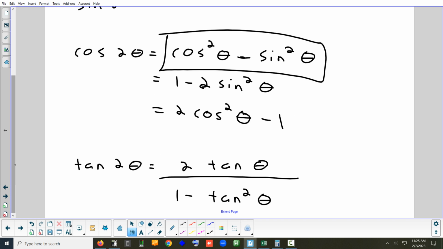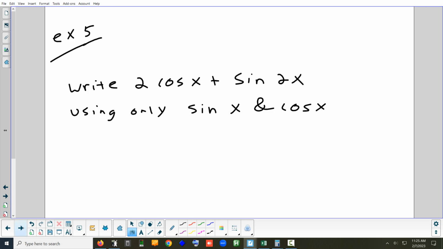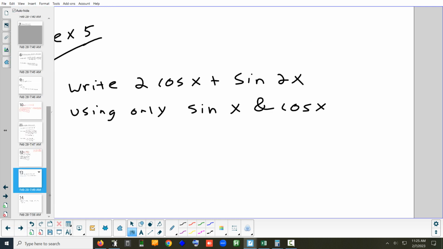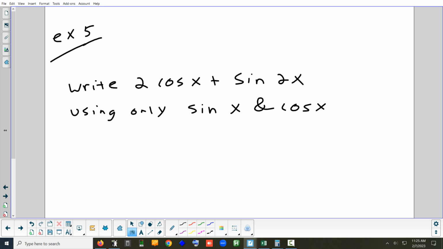Any questions on those? All right, let's try a couple of examples. Let's try to rewrite 2 cosine x plus sine 2x only with sines and cosines. So in other words, no 2's inside the arguments.